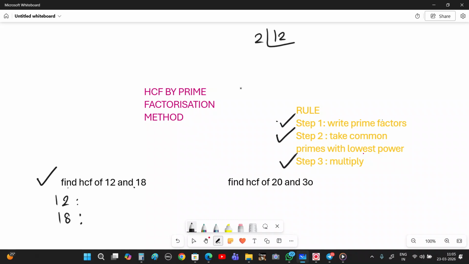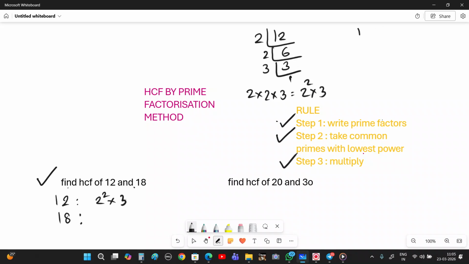You can divide 12 by 2, the first prime number, you will get 6. Again you can divide by 2, you will get 3. Again you can divide by 3, and you will get 1. So how can you write it in the factorized form? 2 times 2 times 3, or you can write it as 2 square times 3. So I am writing it as 2 square times 3 here.